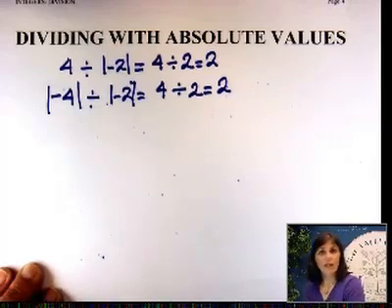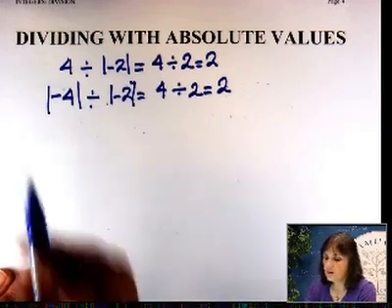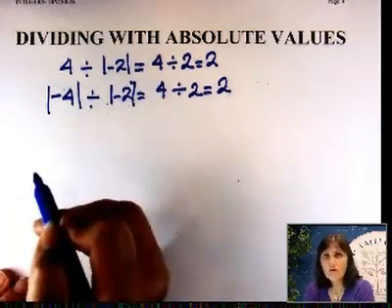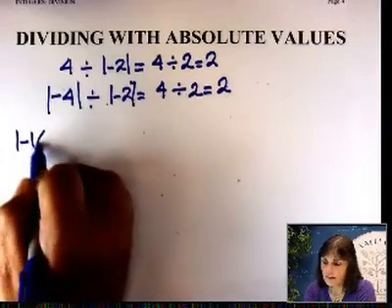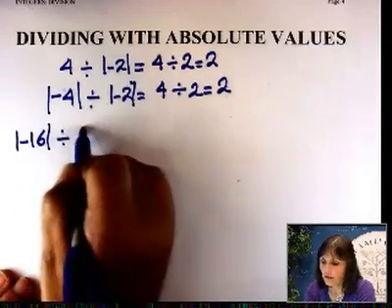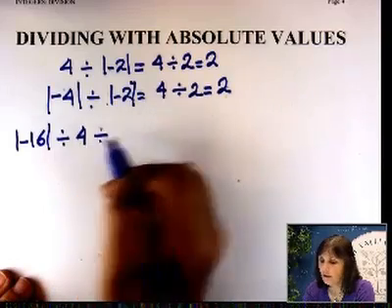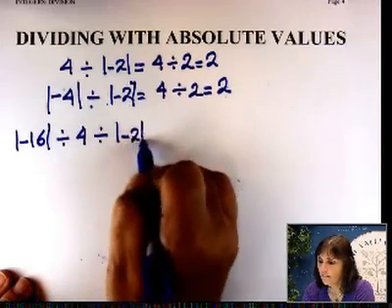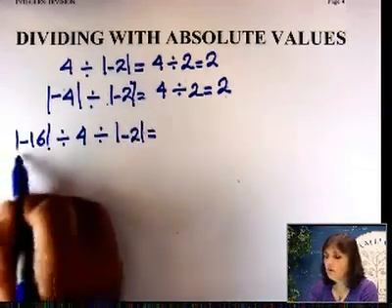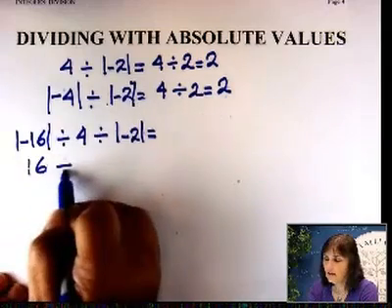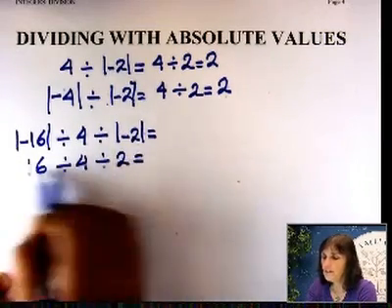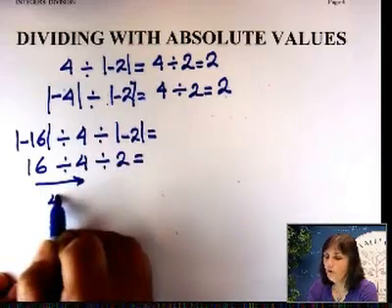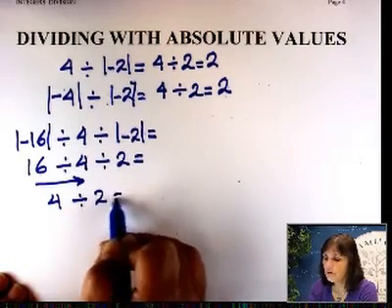So if you even have more than 2 things at a time, just do the absolute values first and then do your division. Negative 16 divided by 4 divided by negative 2. Let's do the absolute values. 16 divided by 4 divided by 2. 16 divided by 4 is 4. Divided by 2 is 2.